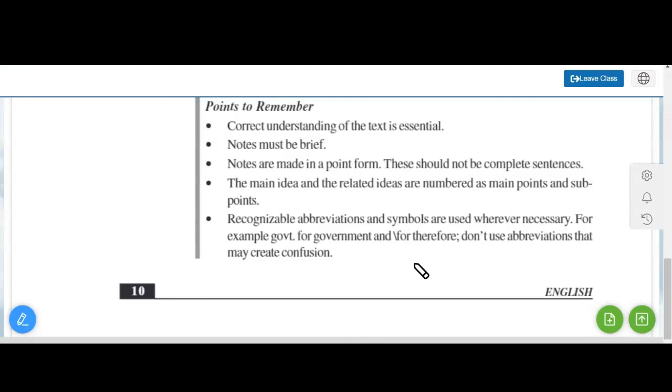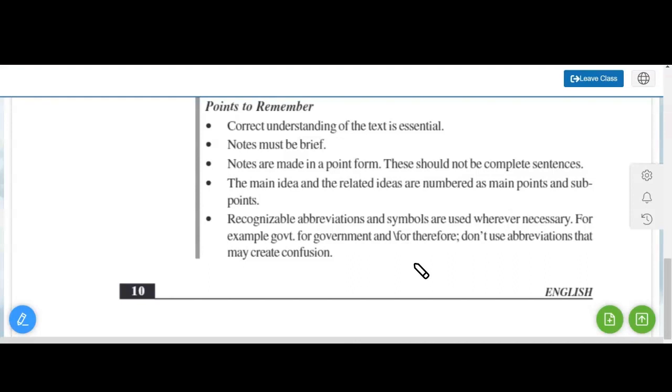Notes must be brief. Brief means it should be short but useful and precise. Notes are made in a point form. Point form means, like you can see here, so many points are written in dotted form, a bullet form, that you can use. These should not be complete sentences. You need not use complete sentences, but it should be understandable by you.